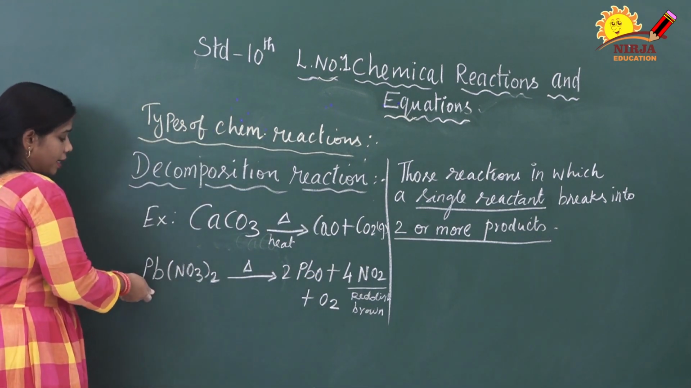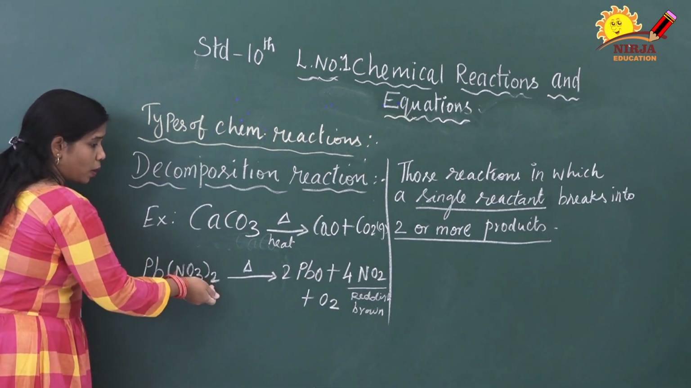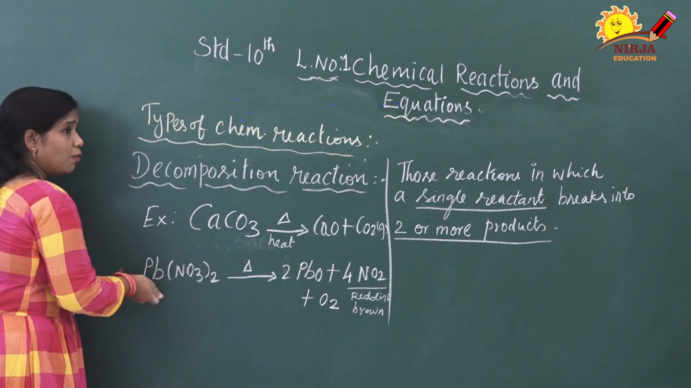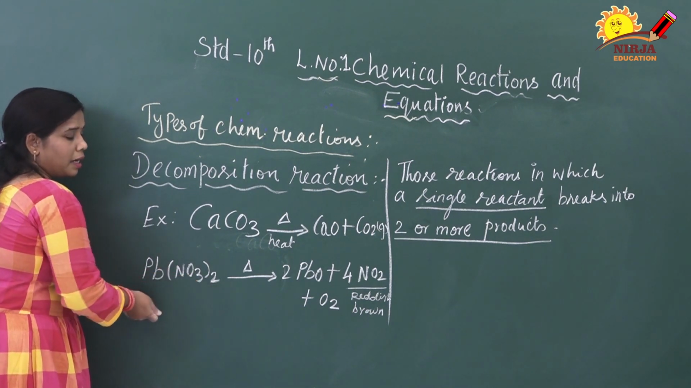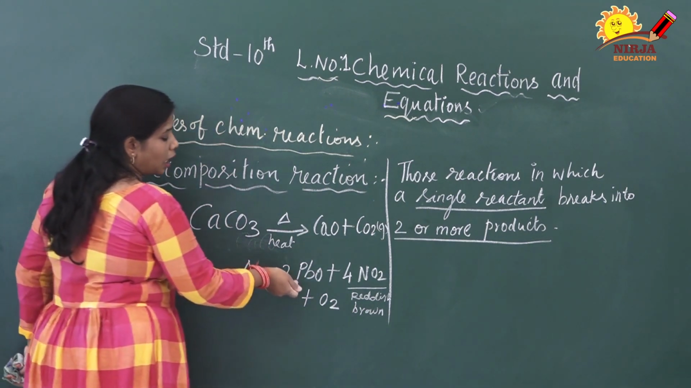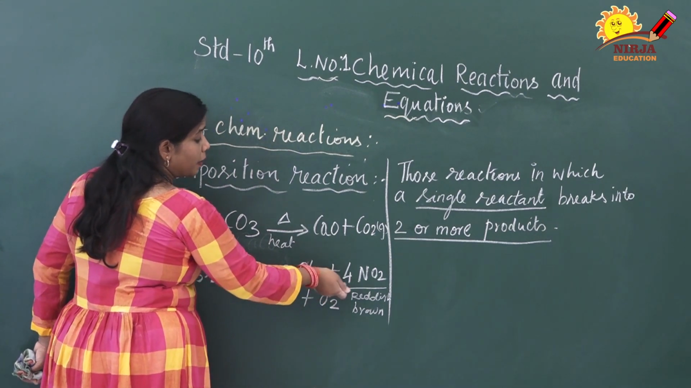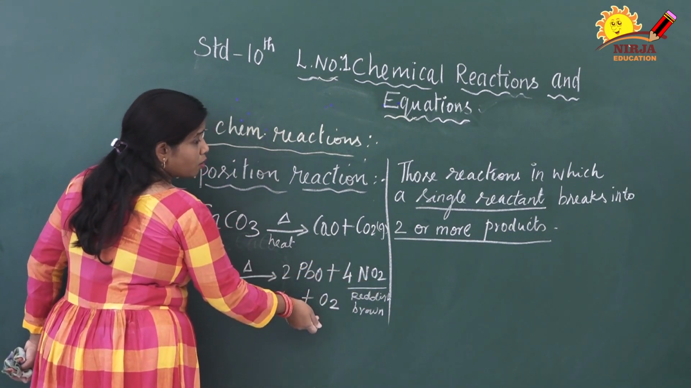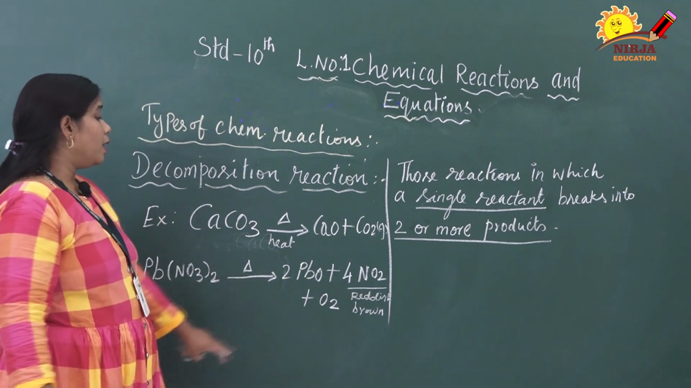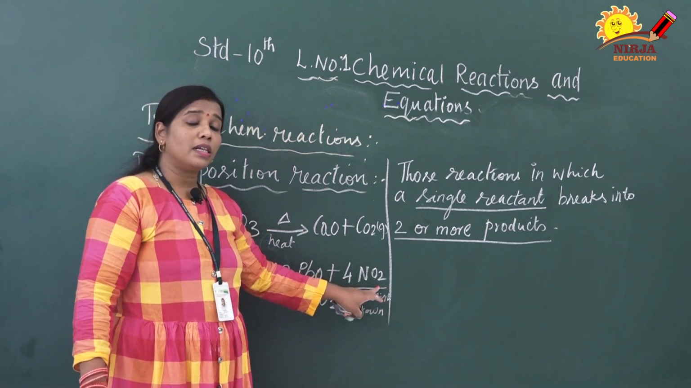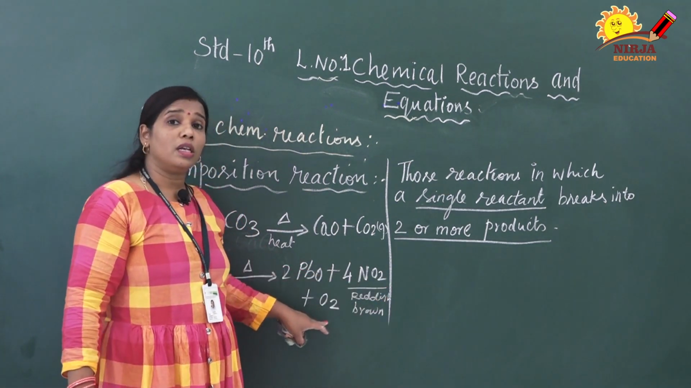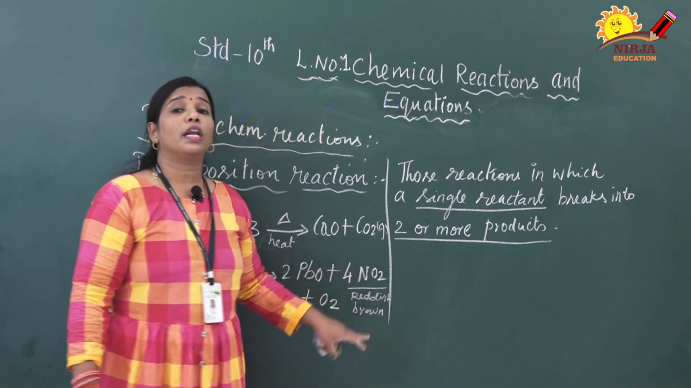Next one we are taking Pb(NO3)2, which is lead nitrate. While we are heating lead nitrate, it is converted into lead oxide plus nitrogen dioxide plus oxygen gas. Here two gases are evolved, one is nitrogen dioxide, another one is oxygen. The nitrogen dioxide produces a reddish brown color.